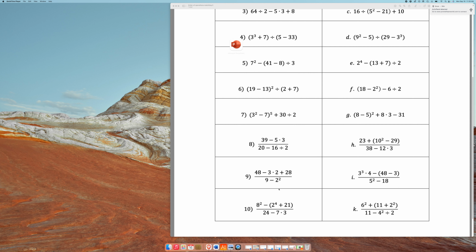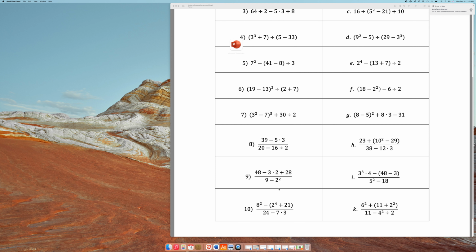Let's do the other side, the letters. We have letter H, 23, plus 10 to the second power minus 29 over 38 minus 12 times 3. Okay, we have to find the answer to the top expression and the bottom expression, so let's split this into halves. 23 plus 10 to the second power minus 29. Remember, with the parentheses, we got to take care of inside the parentheses first. So again, 10 to the second power, we're going to change that and then subtract.